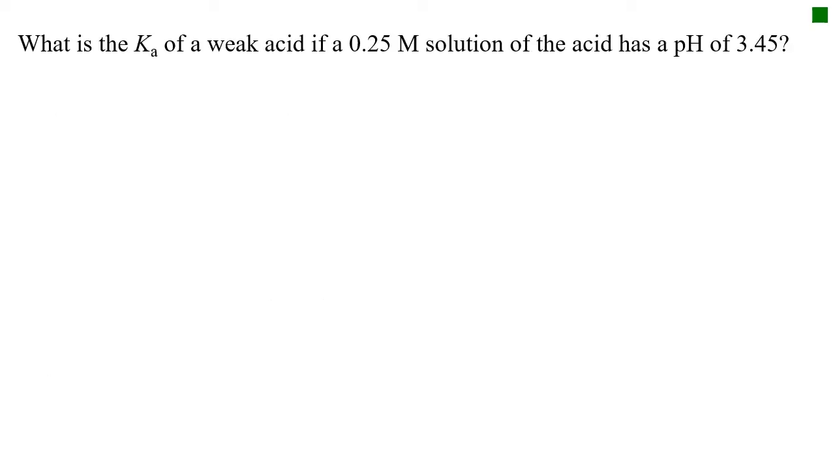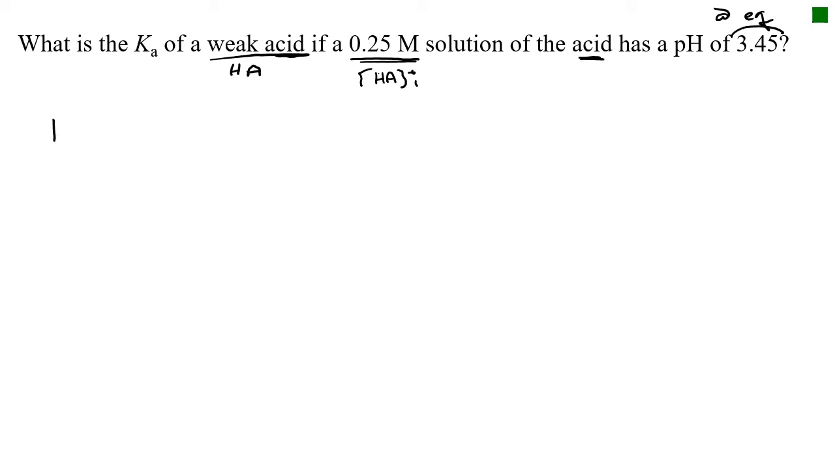Now we can look at these problems in a few different ways. Here we have a weak acid. Weak acid, we don't know what it is. It's just a weak acid, so we're going to call it HA. We're given the original concentration. So this is the concentration of HA initially. How do you know? Because it's a weak acid when the original acid is put into water. And the pH, which means here at equilibrium, is equal to 3.45.